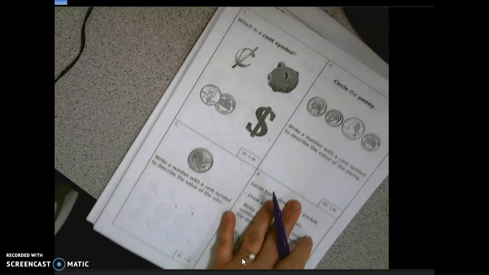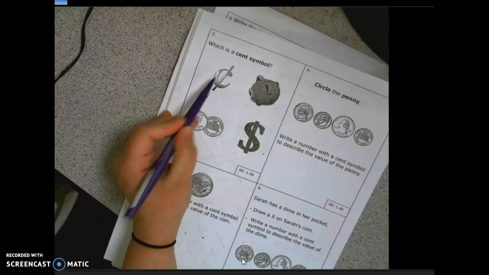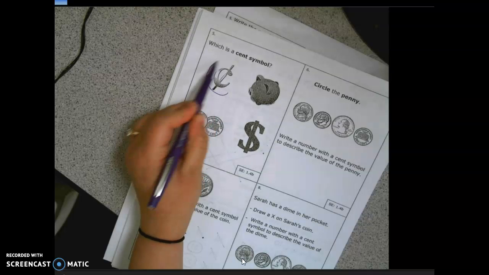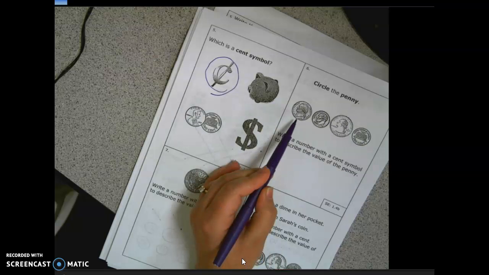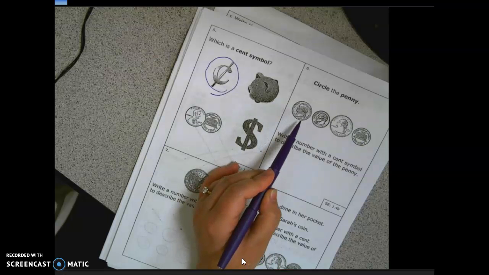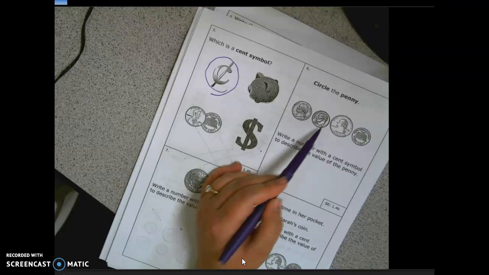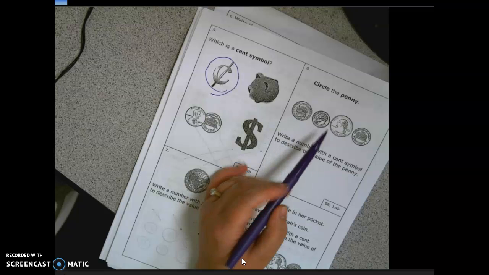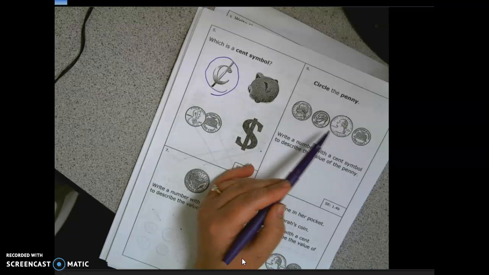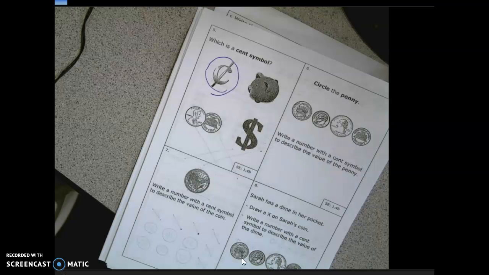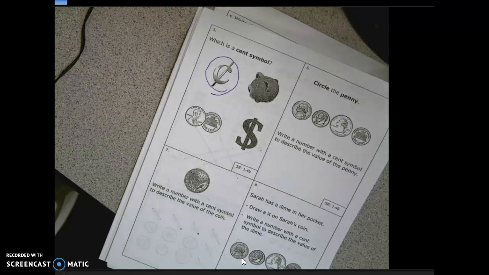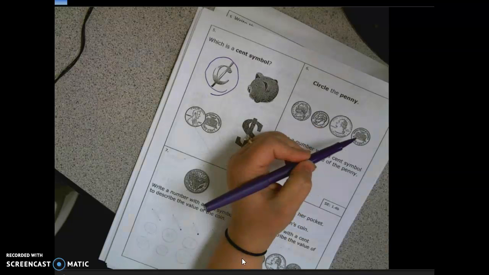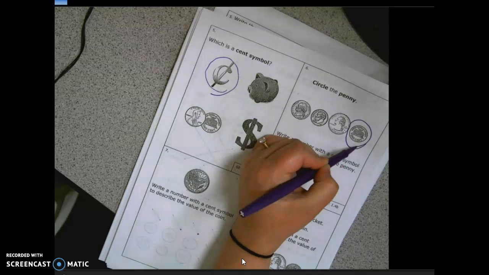On the back, which is the cent symbol, the cent is the C with the line through it. So I know this is the cent symbol, so I'm going to circle it or put a ring around it. Circle the penny. So I'm going to look. I see that's Thomas Jefferson, and it's a no-neck nickel, so I know that's not the penny. Here I see Roosevelt, and I know that is not the penny. Here I see George Washington, and I see it says quarter, so I know that is not the penny. And here I see the Lincoln Memorial, and it says 1 cent. I know a penny has a value of 1 cent, and I know it can have the Lincoln Memorial or the shield on the back, so I know this is the penny.